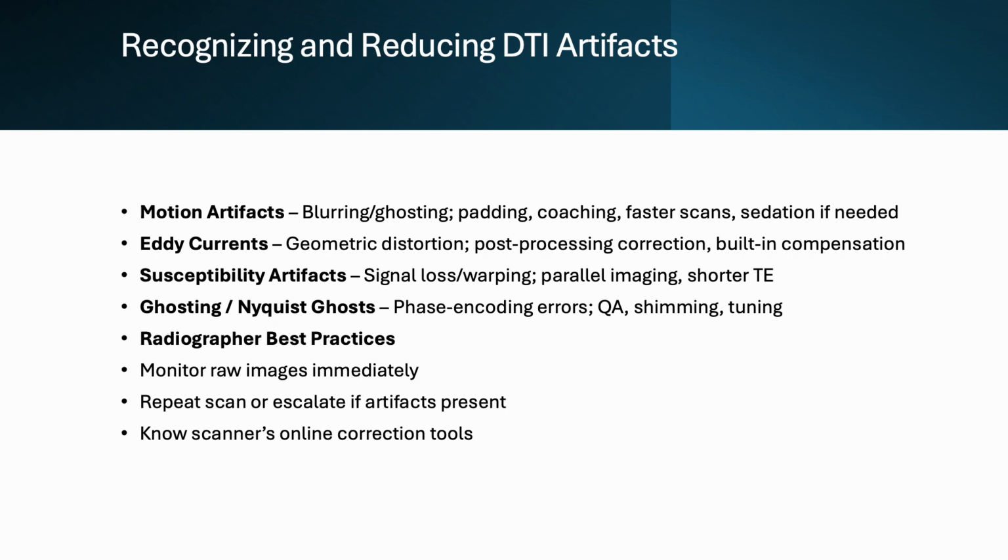So as radiographers, there are 3 golden rules that you must always keep in mind. First is to check the raw images immediately after the scan, and if you spot artifacts, repeat the scan or notify the radiologist promptly, and together then you can make the decision if you do need to repeat the scan or they can make do with the images that you have. Second is familiarize yourself with your scanner software, especially the software correction tools, so that you can apply them and fix the issues on the spot as you scan.